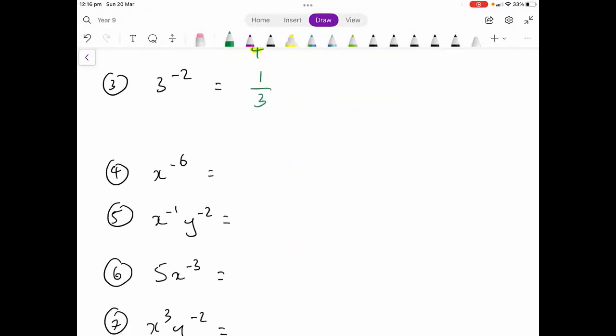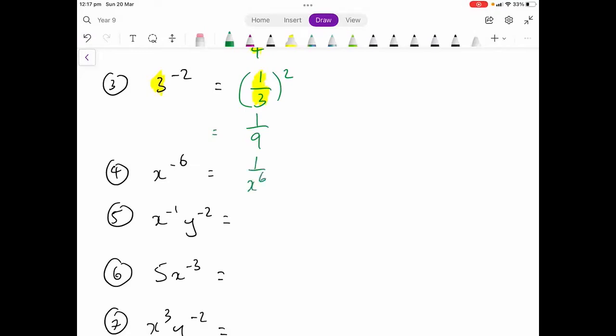Question 3, 3 to the power of negative 2. The negative tells us that that becomes 1 over 3. You still have to square it. And when we square that, 1 squared is 1, 3 squared is 9. So that becomes 1 over 9.